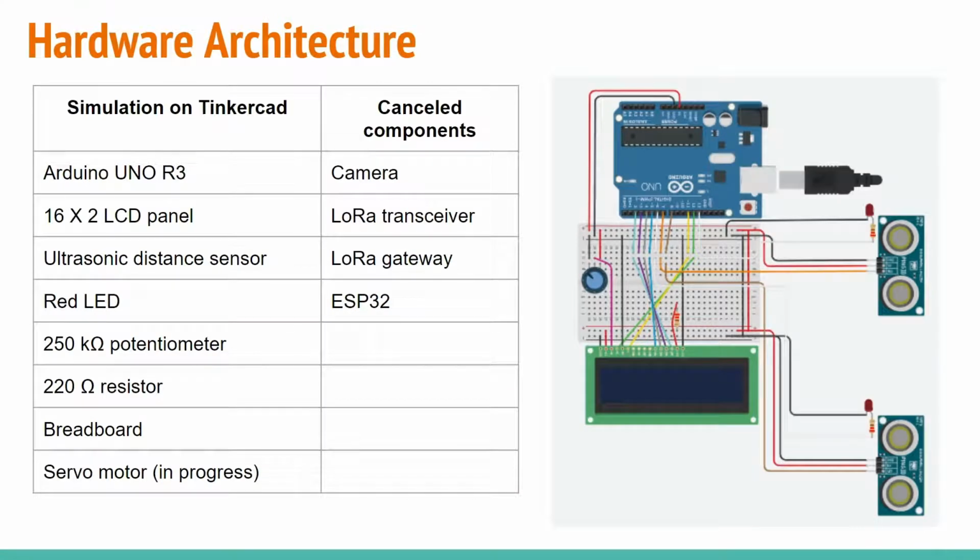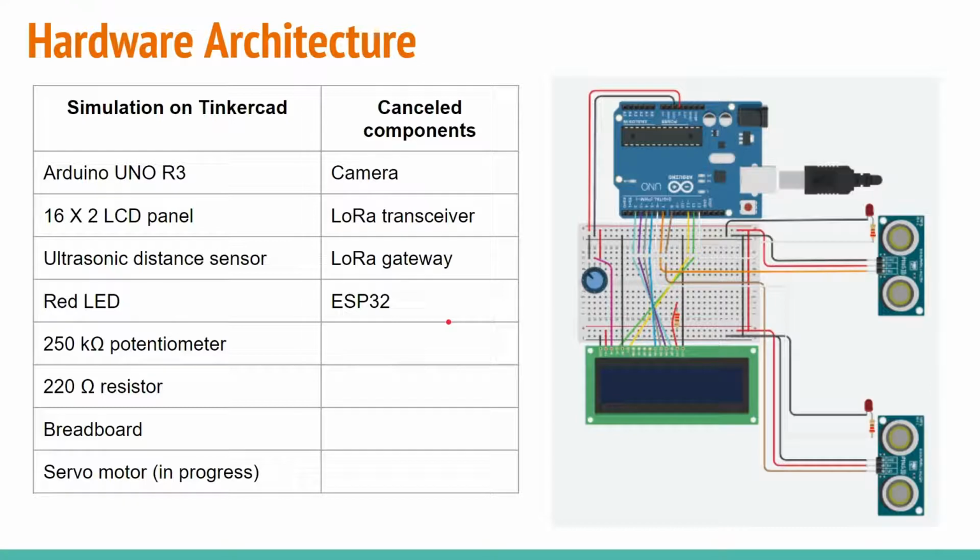So next, I'm going to introduce the hardware architecture of our system. As an effect of the coronavirus, we have to do our hardware prototyping using Tinkercad. Since there are some limitations on Tinkercad, we have cancelled some components we had designed to use before. The cancelled components are the camera, LoRa transceiver, LoRa gateway, and the ESP32 Wi-Fi module, since Tinkercad does not provide these components, or they are not functional on Tinkercad.